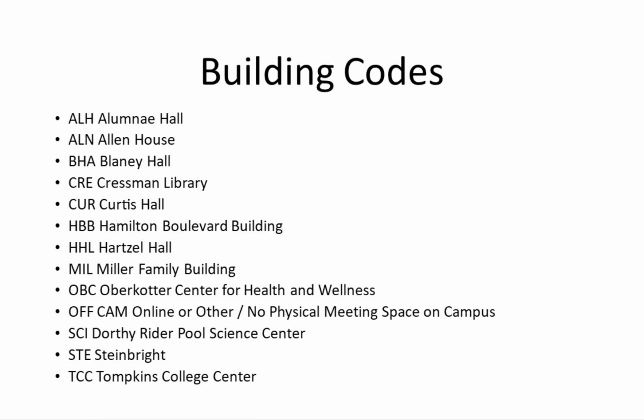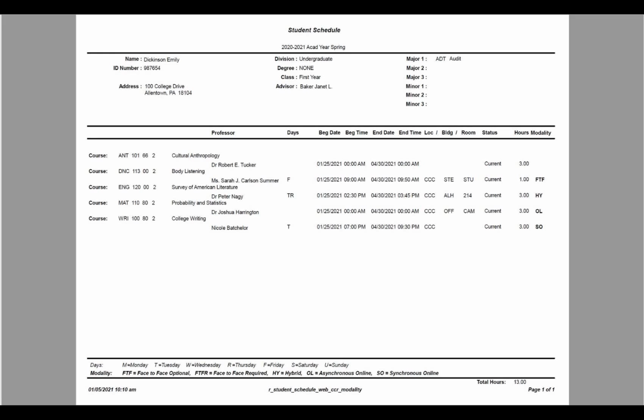Here is a list that provides the building abbreviations that may appear on your schedule, along with the full name of the buildings. The location of these buildings can be determined using the campus map. Please note that room assignments can change through the first week of classes, so be sure to check your schedule regularly for updates. Moving along to the next column, the status will state current if you have a seat in the class, and waitlisted if a seat is not yet available.